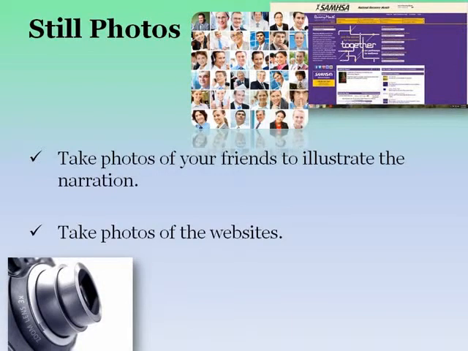So taking still photos is to illustrate your points. I would think the easiest thing for many people to do is to take photos of your friends and family to illustrate the narration. That's one thing that I do quite often. In the videos that I produce, I might sneak in a photograph of my sister or my nephew or my mother or my daughter. Over the years, I've done it many, many times, or my daughter's best friend. So again, if this age group is 18 to 25 and you have people in your life who fit that category, then by all means, please take photos of them. The second thing, as I said, was to take photographs of the websites. Next slide, please.